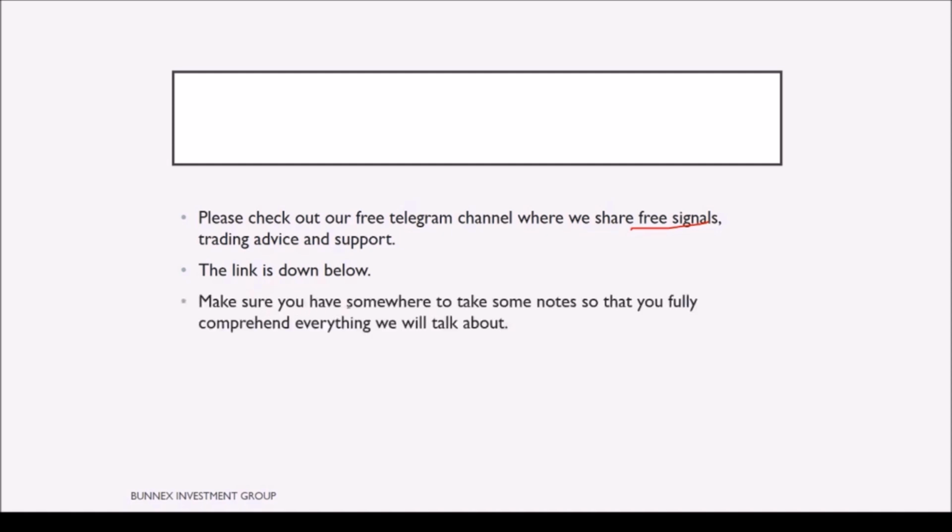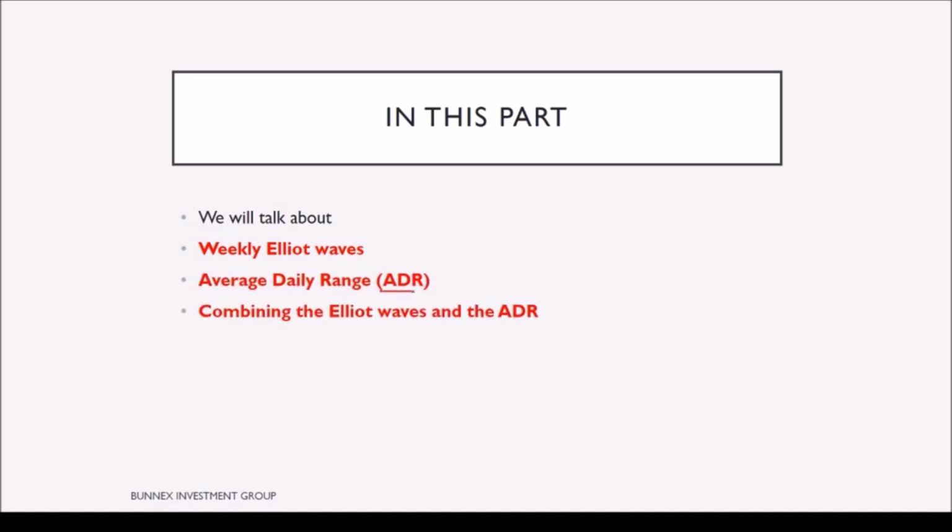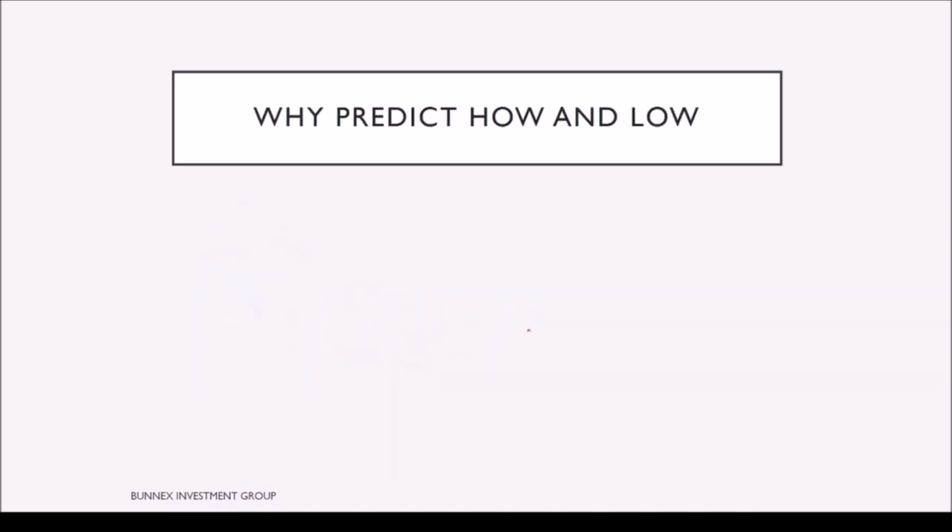Make sure you have somewhere to take some notes so that you fully comprehend everything we will talk about. So in this part, we will talk about the weekly Elliott waves, average daily range, or ADR in short, combining the Elliott waves and the ADR, then steps in predicting the high of week or low of week.